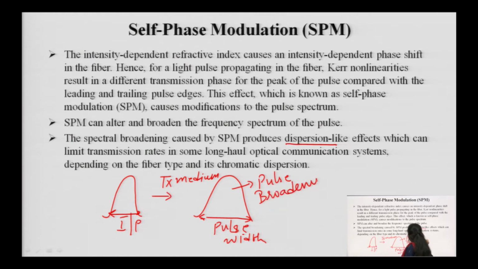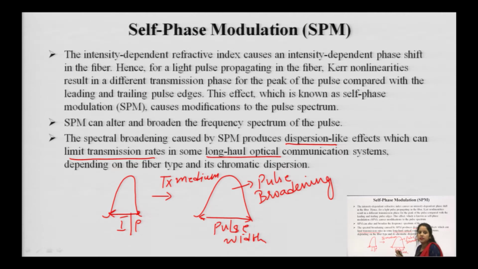Only this type of effect can be seen with self phase modulation also, which can limit transmission rates. What limitations then occur? It limits the transmission rate in long haul optical communication, and this is applicable to dispersion also. Dispersion can most importantly be seen in a long haul optical transmission.